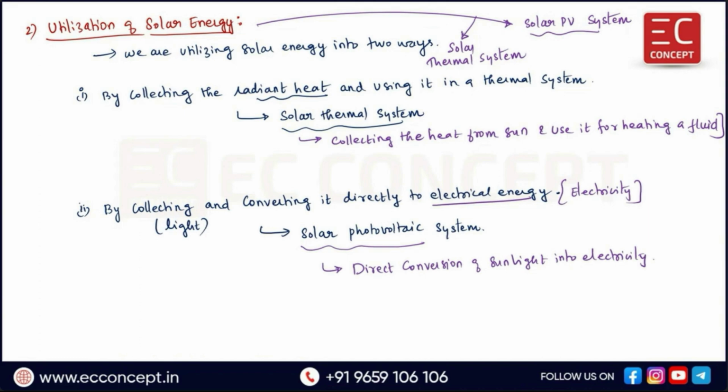So these are the two ways we are utilizing the solar energy from the sun. One is we are collecting the heat and using it in our solar thermal system, and another one is we are collecting the light and using it in our solar photovoltaic system to take it as electricity.